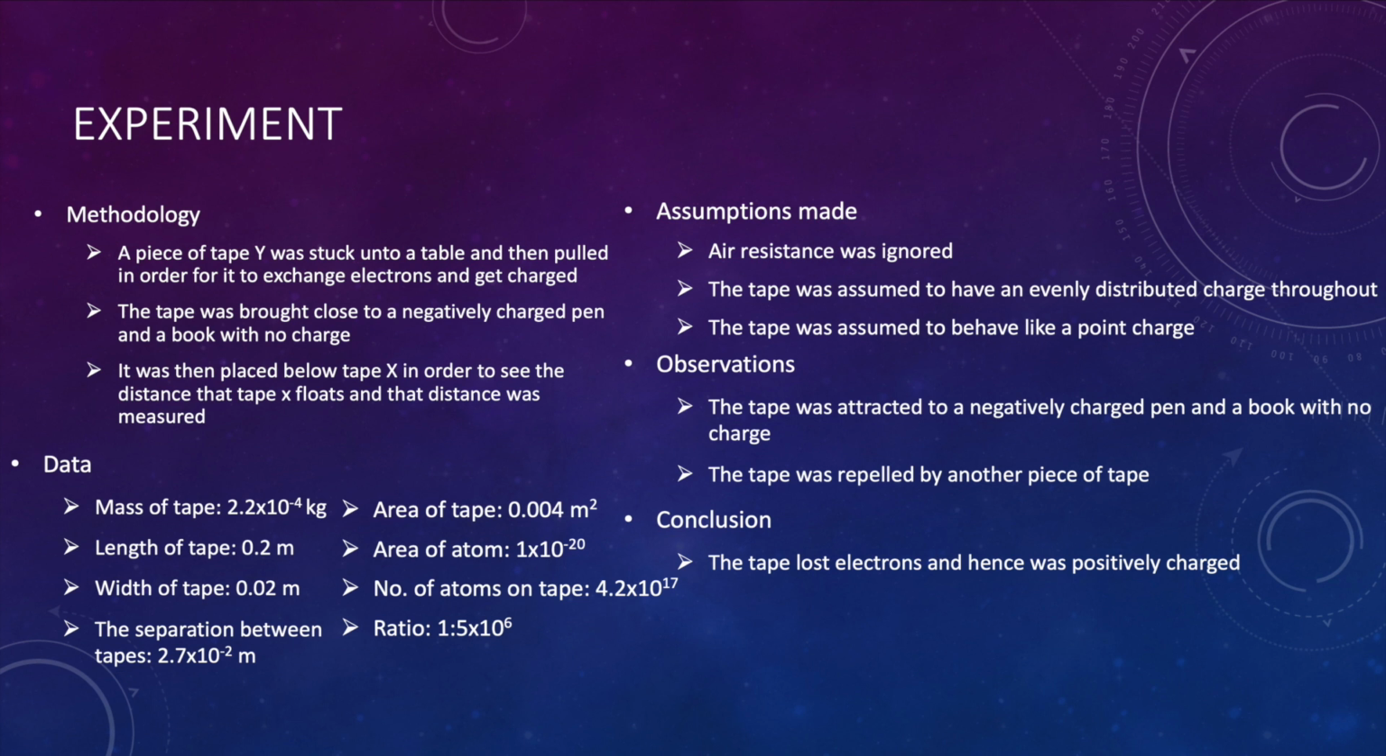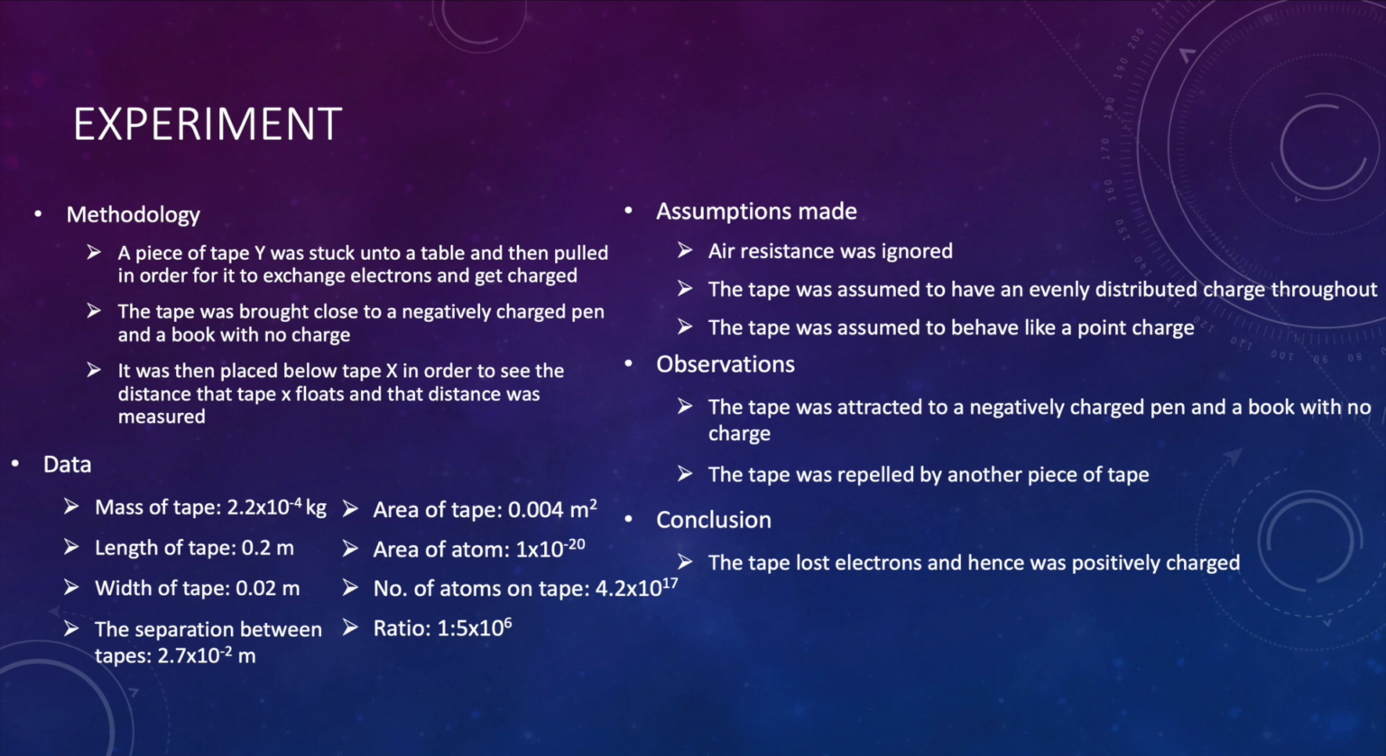The width of the tape was measured to be 0.02 meters, or 2 centimeters, and the separation between the tapes was measured to be 2.7 × 10^-2 meters. Thus, the area of the tape was found to be 0.004 meters squared. The area of an atom was found to be 1 × 10^-20, and hence, by using all this data, we were able to calculate the number of atoms on the tape to be 4.2 × 10^17, and the ratio was found to be 1 electron to 5 × 10^6 atoms.